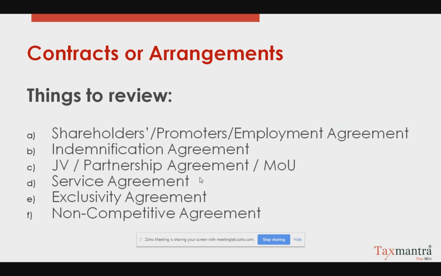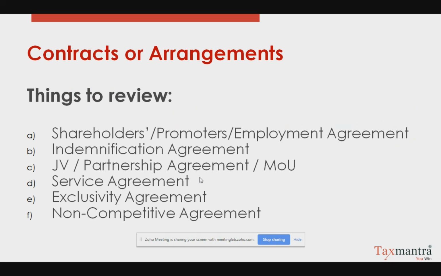The third one is any JV or partnership agreement or any memorandum of understanding which has been signed by the company with any other entities. The other agreement can be a service agreement. So a service agreement would be where the company might be providing some kind of services to a third party, or might be receiving some kind of services from a third party. So it is again another important point that the investors can look into: what service agreements, if any, have been signed by the company.